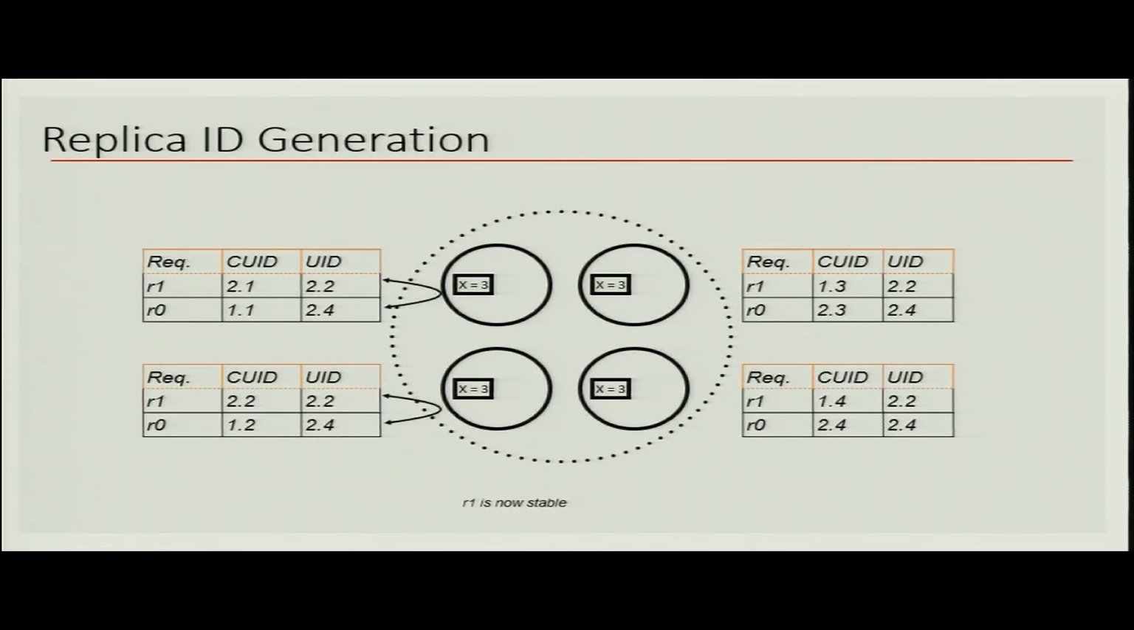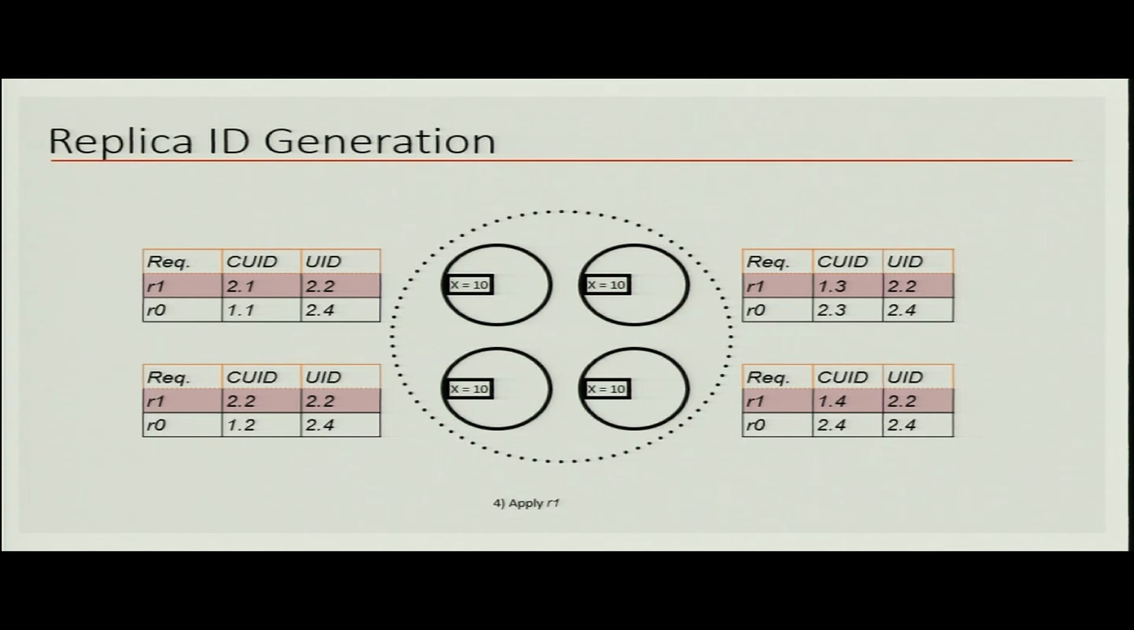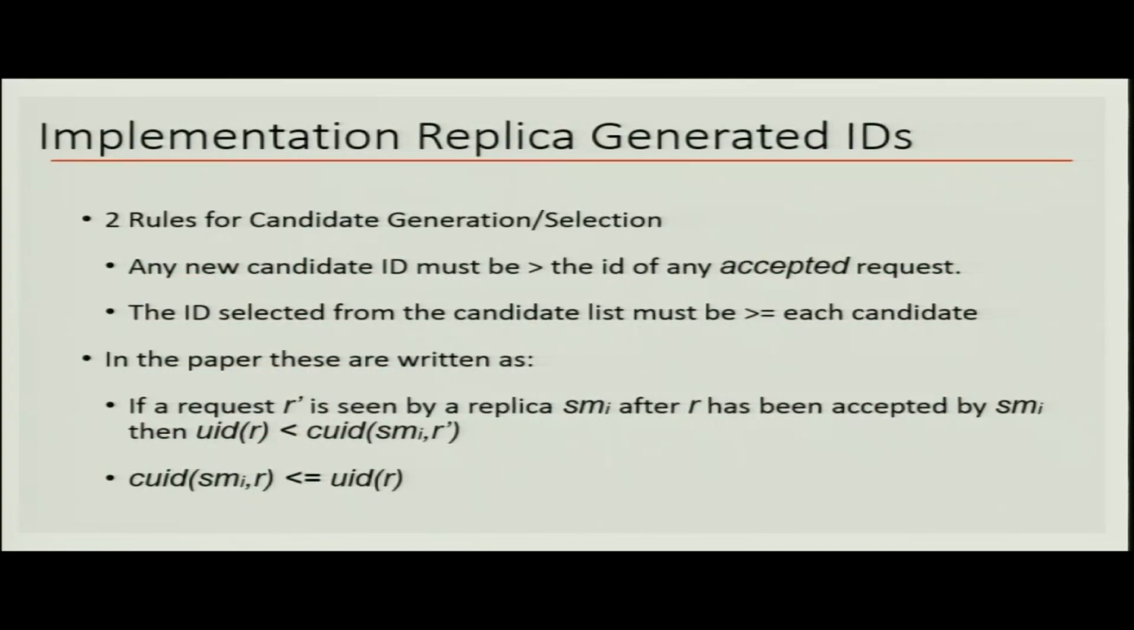So this node will now reorder the transactions, and R1 will be executed first, which will make x equals 10, and then R0 will be executed, which will make x equals 30. This will be done at everybody because everybody knows the same global ID for each of the transactions. So the ordering problem is solved this way.